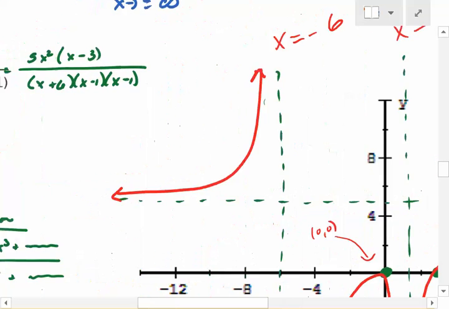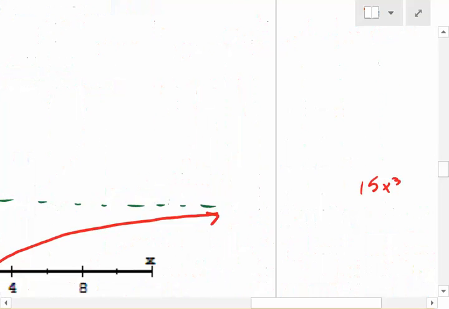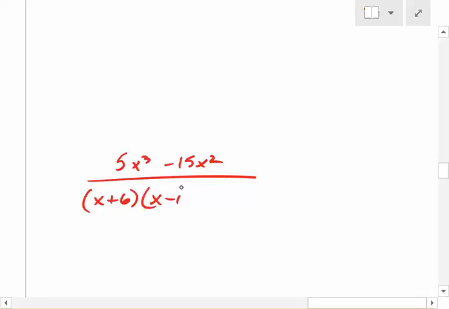So what's the original equation? It's 5x cubed, right? No, what's the unfactored one? Oh, it is 5x cubed. Sorry, excuse me. 5x cubed, yep, minus 15x squared. And then what's the factored form on the bottom? x plus 6, x minus 1.